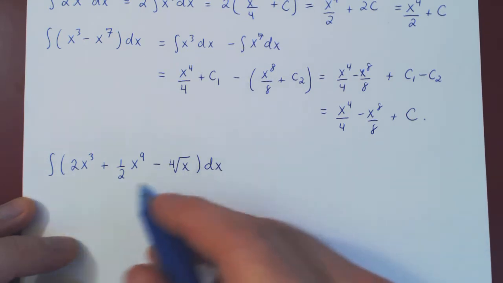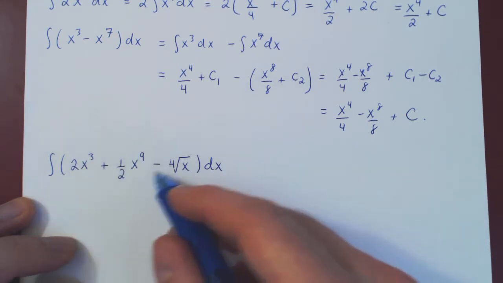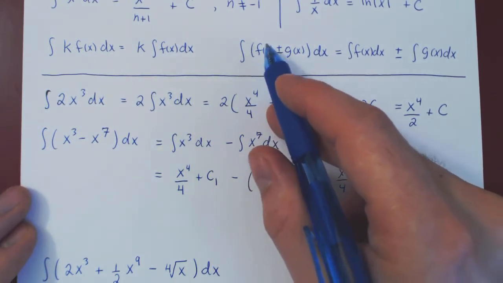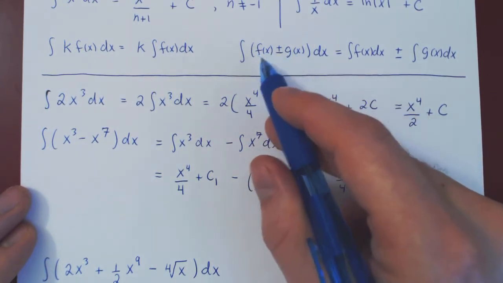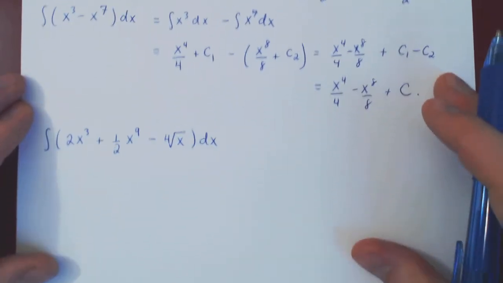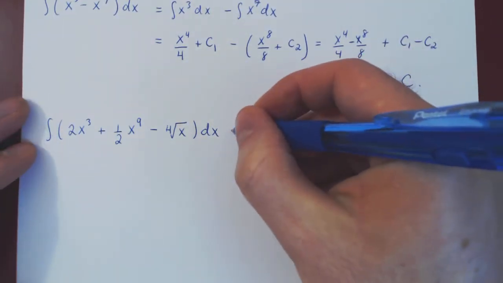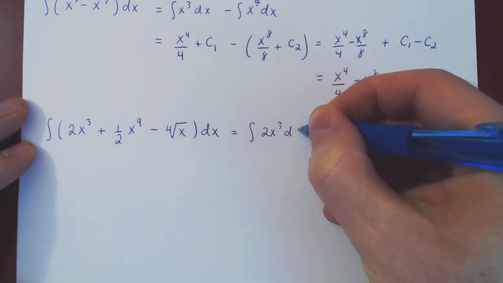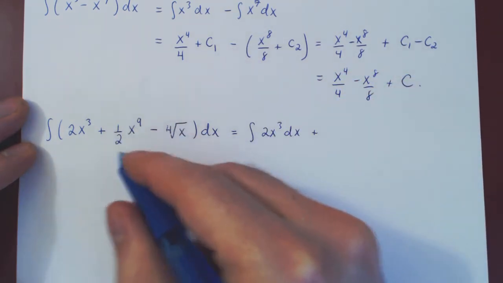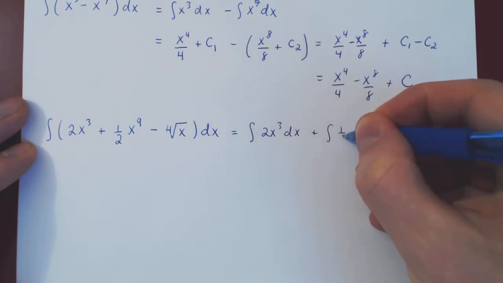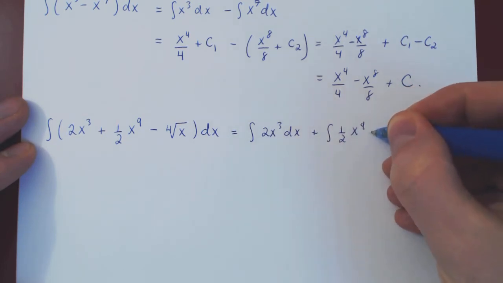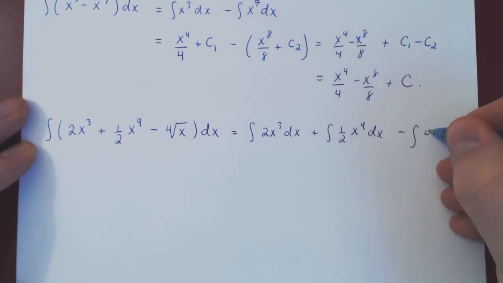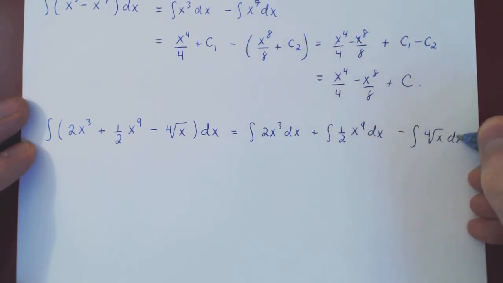So we'll apply here, we're integrating a sum and difference of 3 functions. So we'll apply, of course, the third property, that we can integrate over a sum or difference each function individually. So we'll integrate 2x cubed first, plus we'll integrate the second function, 1/2 x to the 9, minus the integral of the third function, 4th root of x.